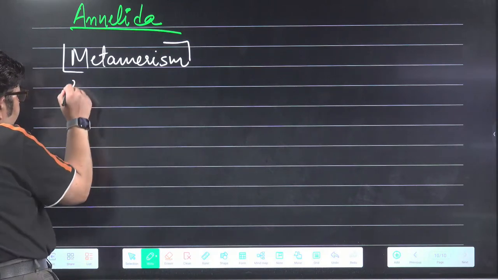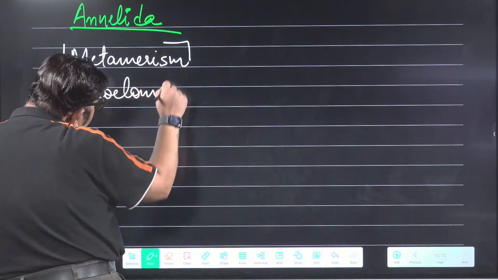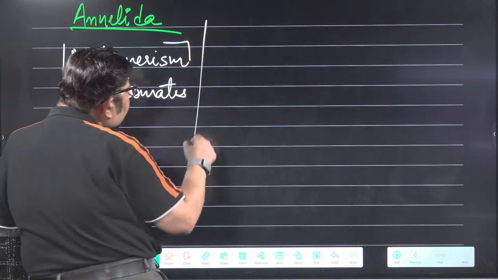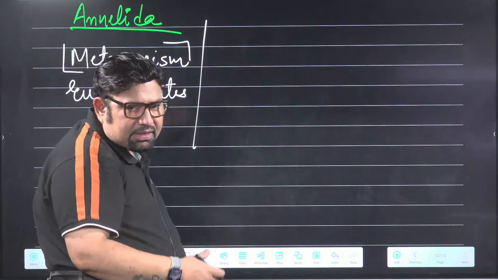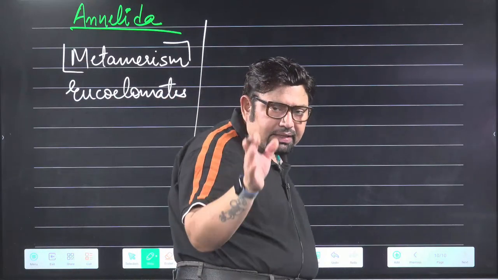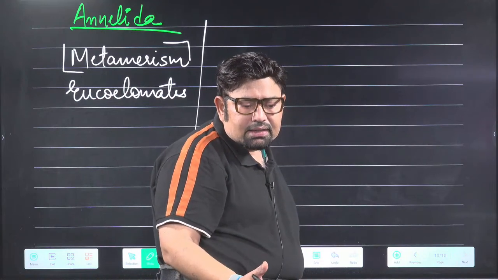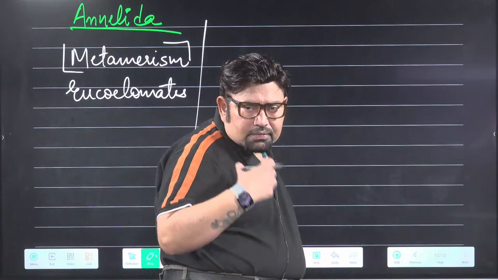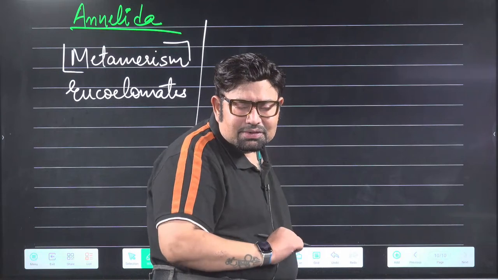These are eucoelomates. Most of the examples we will give keeping the earthworm in mind. For example, their circulatory system is closed type.